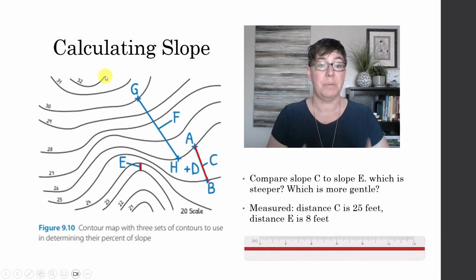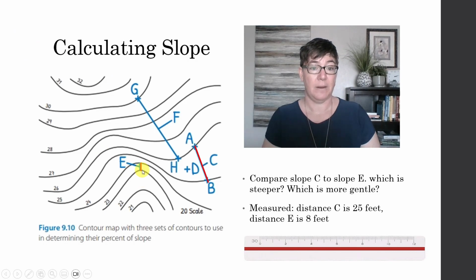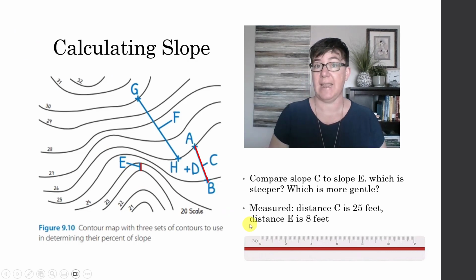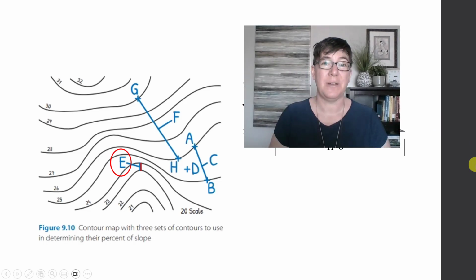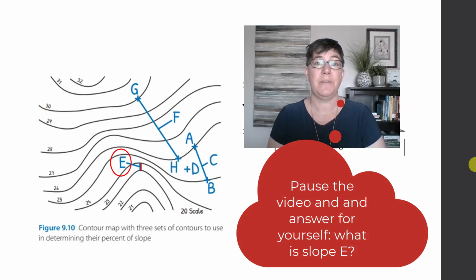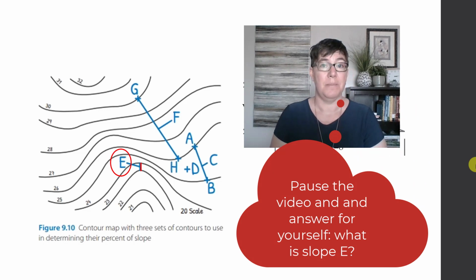Let's try our other example. Slope E right here. And remember that the measured distance is 8 feet. So for slope E, we know that the horizontal distance is 8 feet. What about the vertical distance? Well, if you look at the map, we're moving from contour 24 down to contour 23. 24 at the high point, 23 at the low point. Our vertical distance is 1. Go ahead and pause the video right here, and let's see if you can calculate the slope for this example.